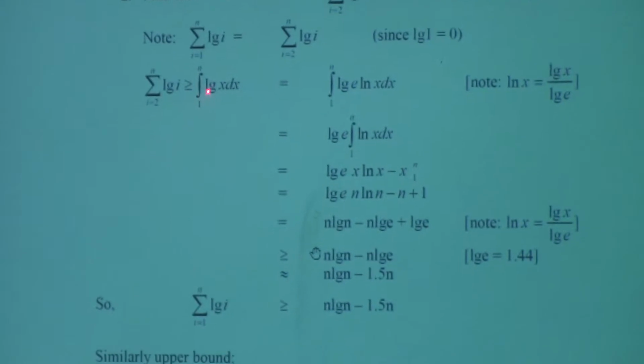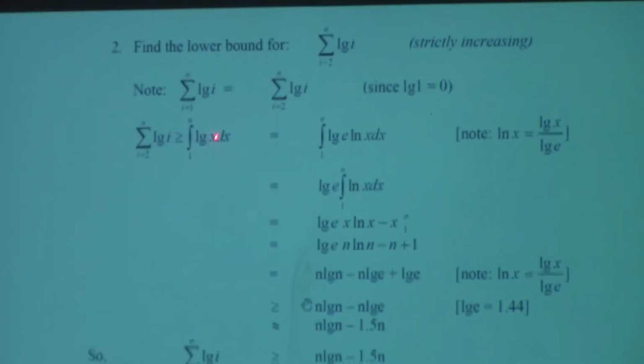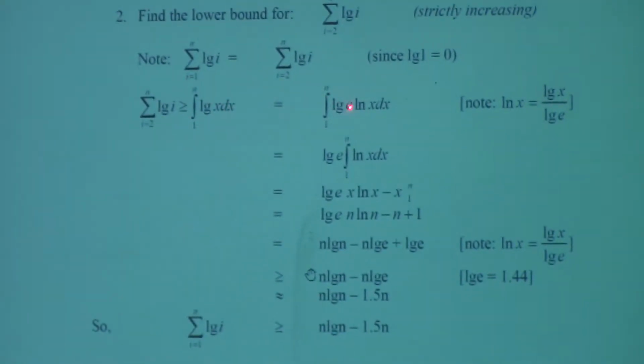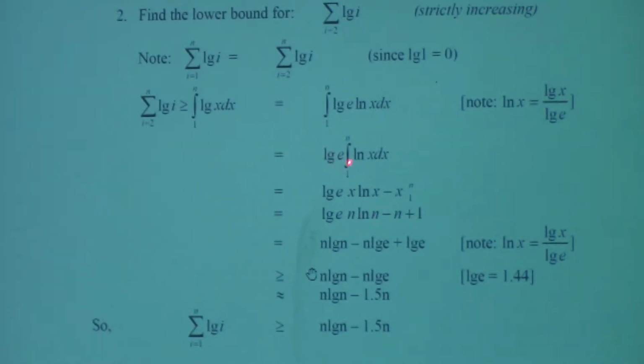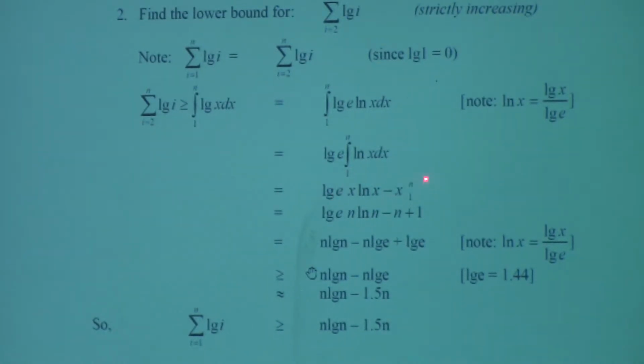So therefore, the integral of log x is log e times the integral of ln x dx. Okay, the log e is just a constant, it comes out. The integral of ln x dx is going to be x ln x minus x, times log e. You evaluate it from 1 to n.